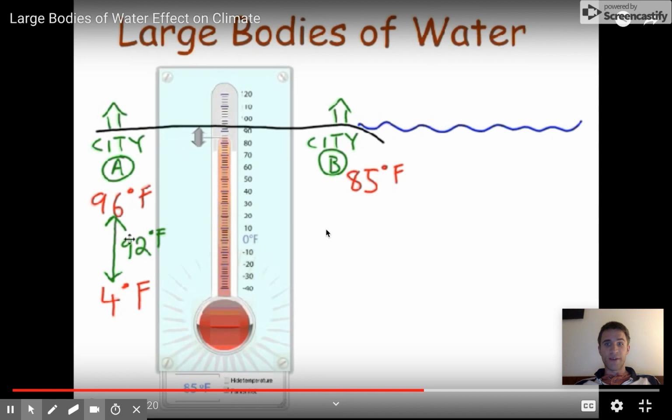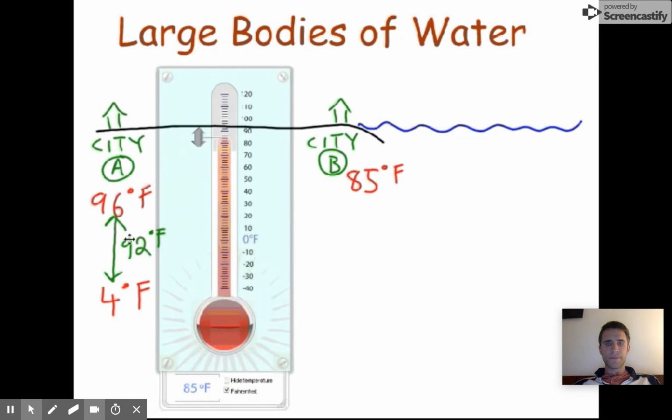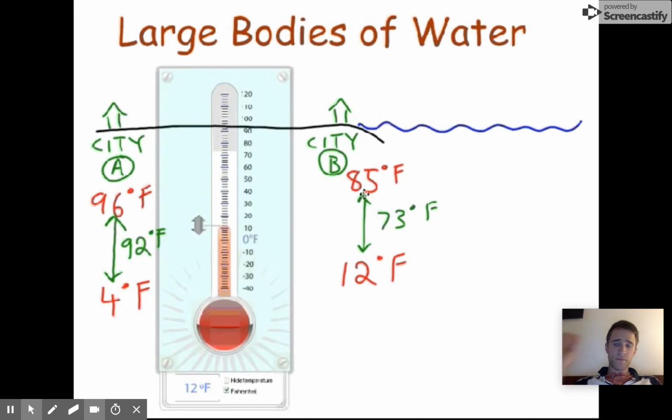But there's more than just that. The water has a lot of energy in it, and it's going to take a long time to cool down. So it's not going to cool down as quickly as the land does. So its temperature might drop down to about 12 degrees in the wintertime. You'll notice that we have a much lower temperature range. Now we have a 73-degree range.